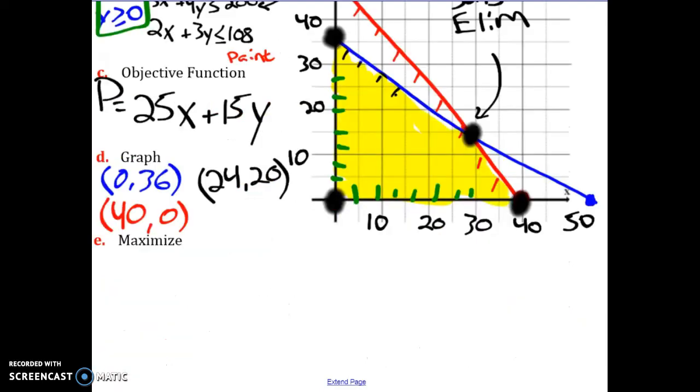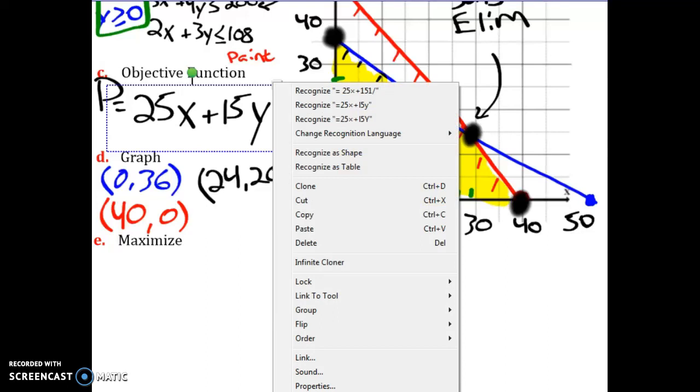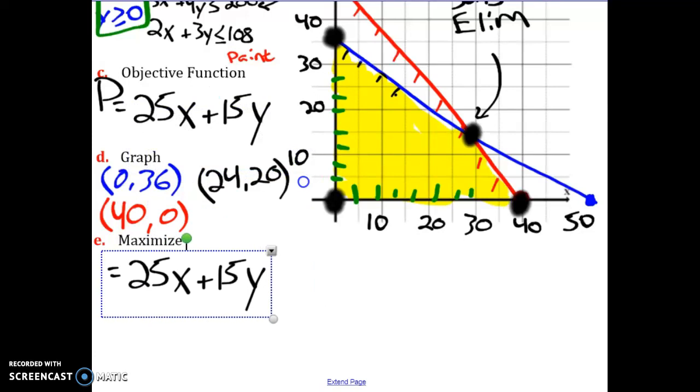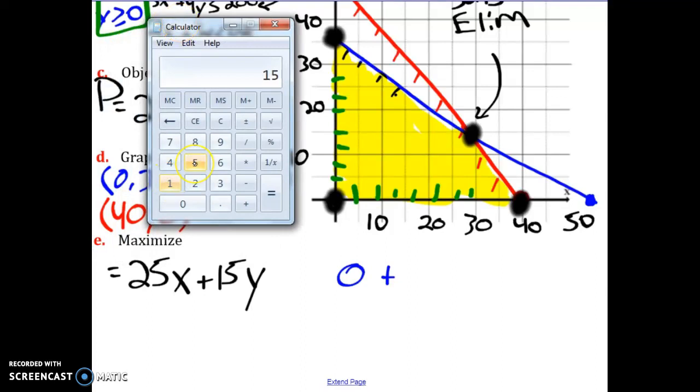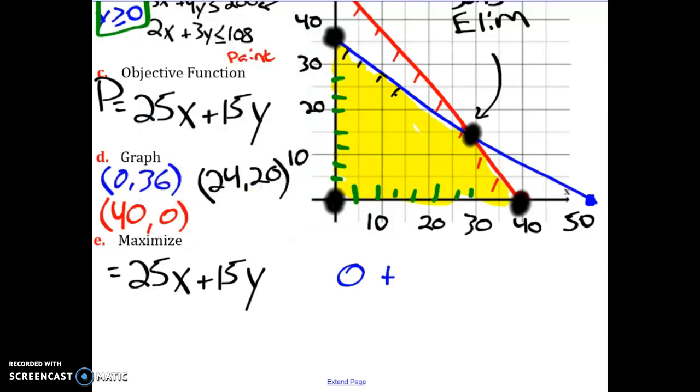So now when it comes time to maximize this, I'm going to plug these into my objective function. Where are we at here? And just see what happens. So for my point in blue, I would have 0 plus 14 times 36. Or sorry, 15. My apologies. 15 times 36. Let me get my handy dandy calculator. It's 540. Well, 0 plus 540, easy enough. That's $540.